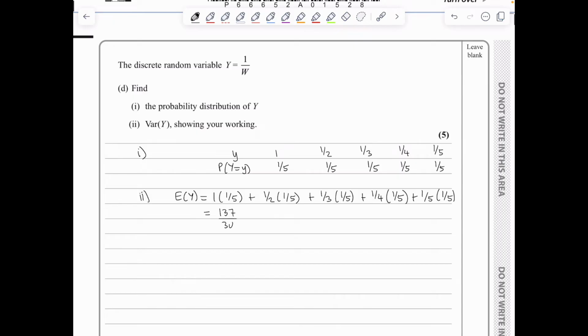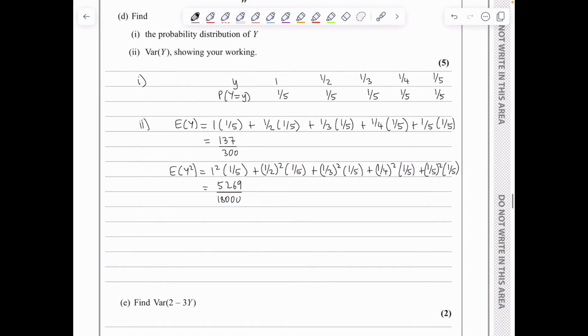And then I will proceed in finding the expectation of Y squared. So it's going to be 1 squared times a fifth, plus a half squared times a fifth, plus a third squared times a fifth, plus a quarter squared times a fifth, plus a fifth squared times a fifth. Plug everything into the calculator, get an answer of 5,269 over 18,000, and I can proceed in finding the variance of Y.